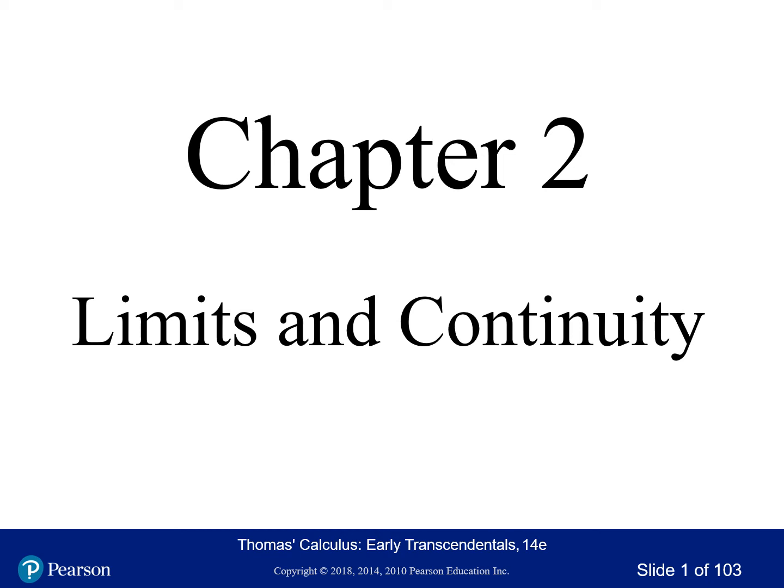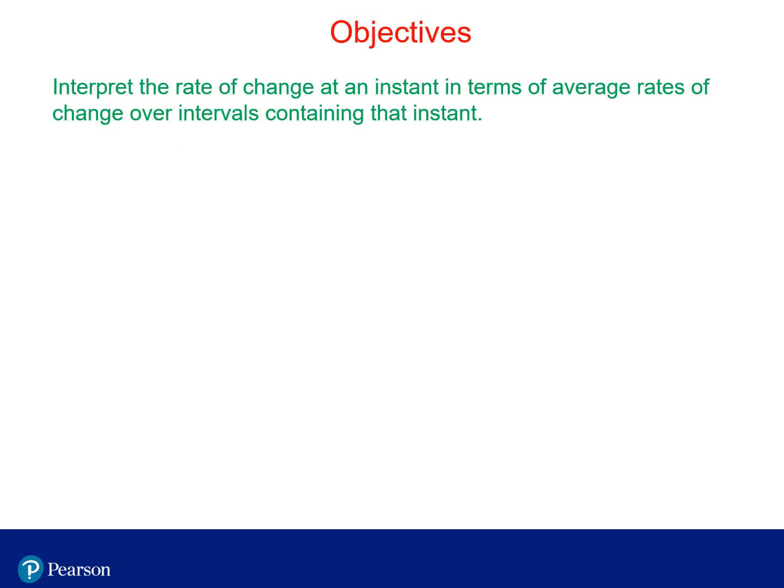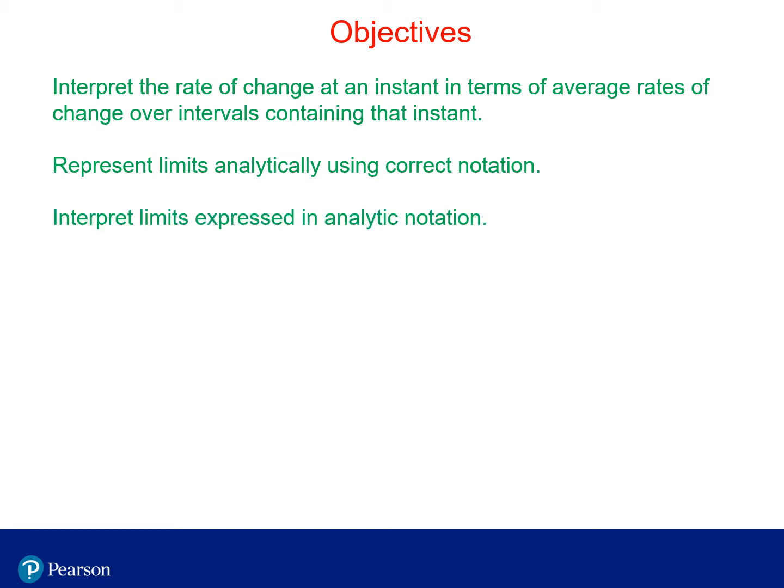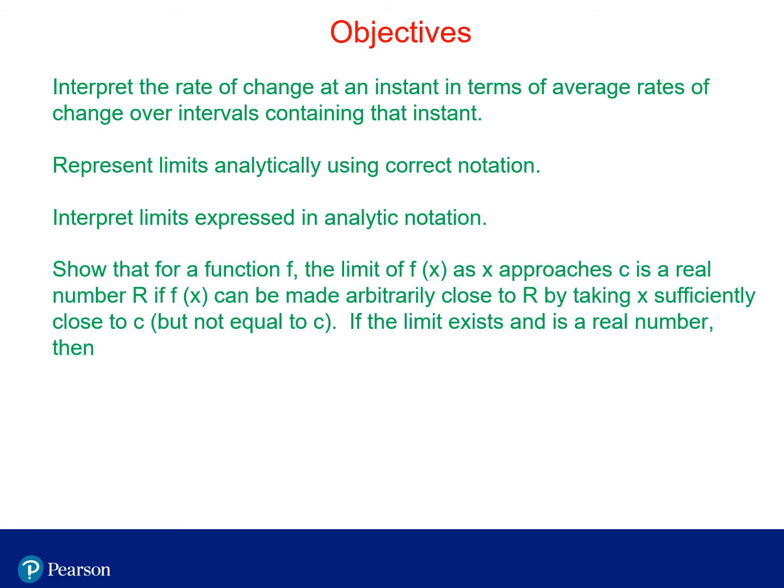Chapter 2: Limits and Continuities. Objectives: interpret the rate of change at an instant in terms of average rates of change over intervals containing that instant. Represent limits analytically using correct notation. Interpret limits expressed in analytic notation.